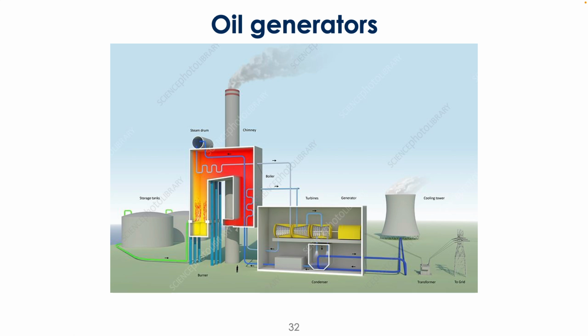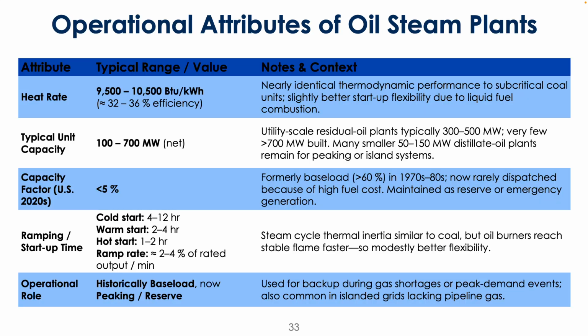Oil generator, I'll just like really quickly talk about this. So this is basically the same schematic as coal plant, right? It uses a steam generator, and instead of combusting coal, you're combusting oil. And these tend to be, if we look at the operational attributes, the heat rates are actually kind of similar in terms of the energy content that you're able to extract out of it, but the fuel itself is more expensive, and so this tends to be used quite a lot less, right? So the capacity factor of oil plants is less than 5% in the US.